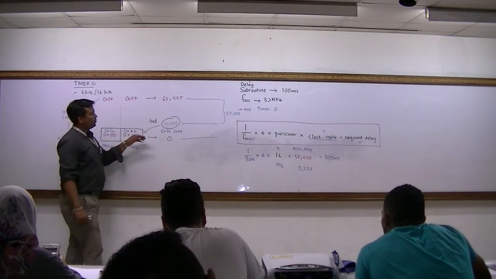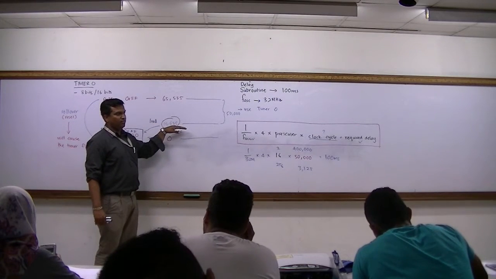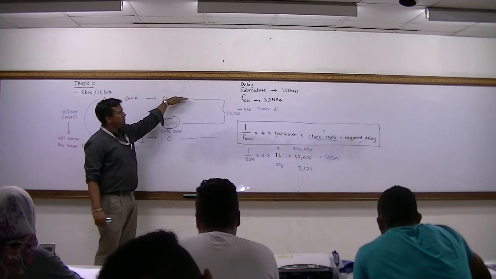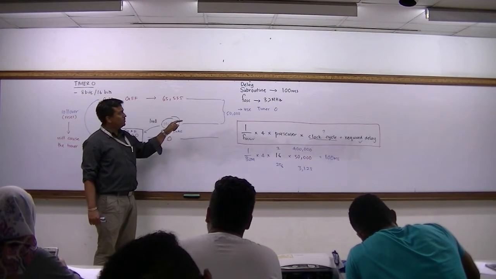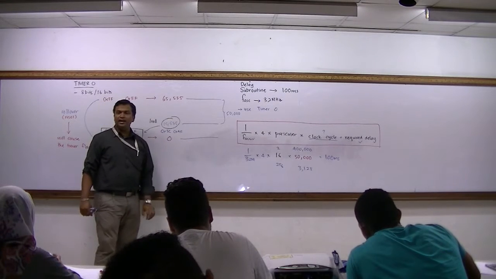The timer will start to count from 15,535. It will count until it reaches here. Then what will happen? Rollover. When the rollover happens, what does it mean? It means that a 100 millisecond delay has happened.